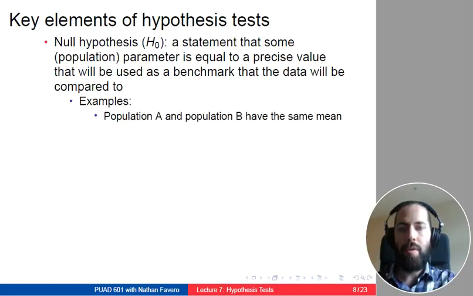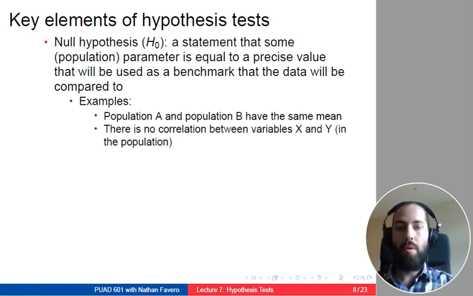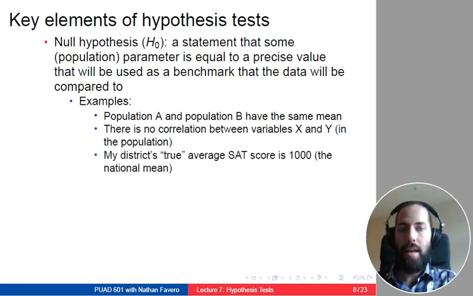So a few examples. Population A and population B have the same mean. That would be a very common benchmark. In other words, we would be saying the difference between them is 0. We could also say that there's no correlation between variables x and y in the population. In other words, that the correlation between them is equal to 0. Again, one of the key ideas of the null hypothesis is that it's saying that some parameter is equal to a precise value. Here it would be that the correlation between these in the population is equal to 0. We don't want a range of values. We want it to say that it's equal to a precise value for the null hypothesis.